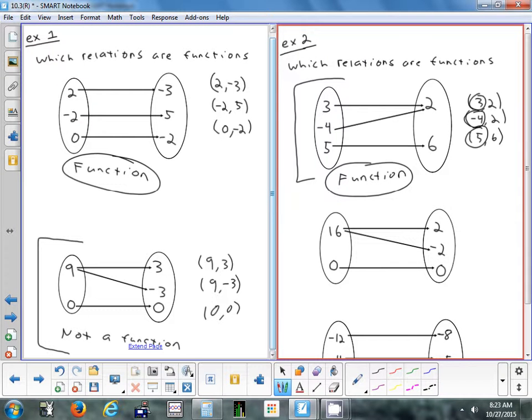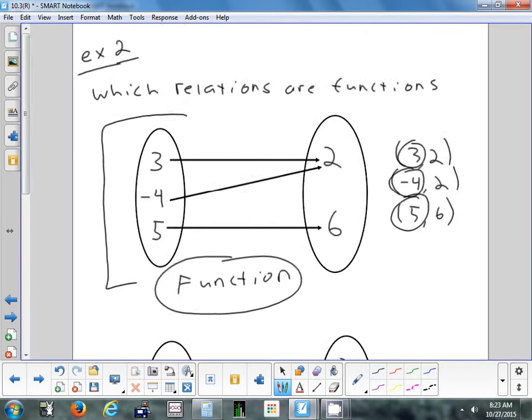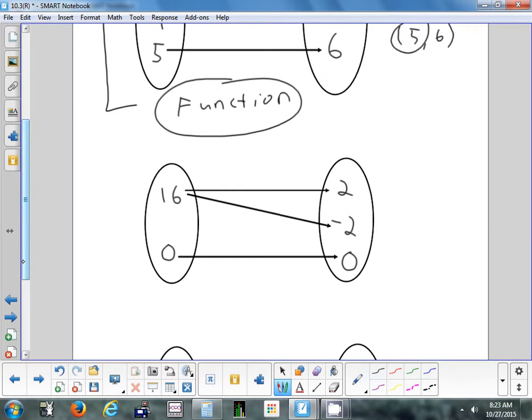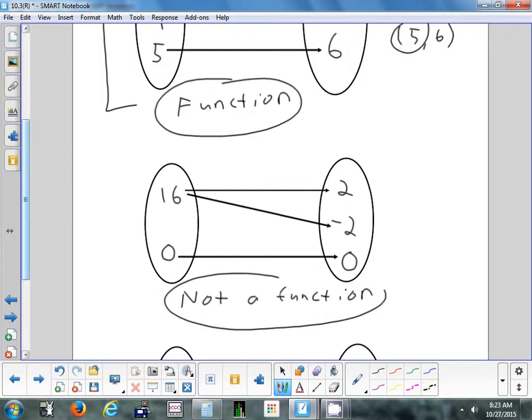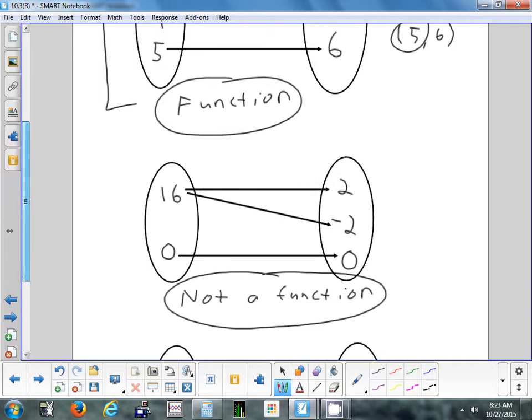Okay. How about the next one? Is this one a function or not a function? Kevin? No, it's not a function. Because I look at 16 and I say to myself, what's it paired up with? Just tell me the one thing. And I can't. It's paired up with 2 things. All right, so this is not a function.